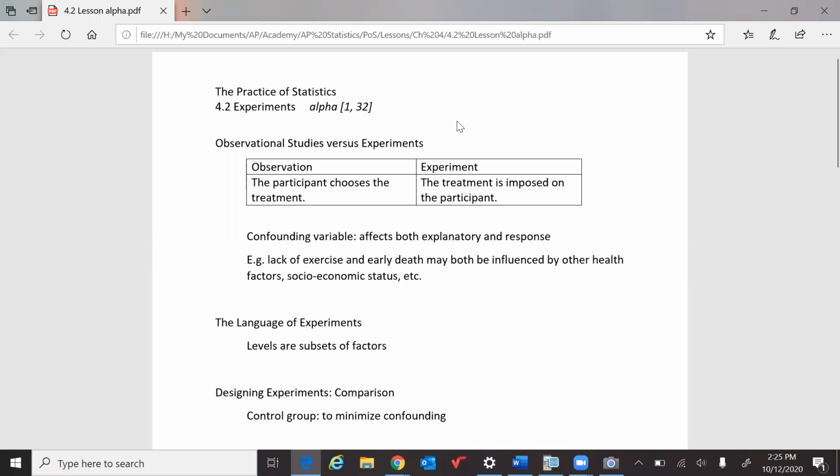In the language of experiments, levels are subsets of factors. And again, we'll try and clear that up when we go over a couple of the questions. When you design an experiment, a well-designed experiment would have a treatment group and a control group. And you have a control group to minimize the confounding. Okay, so the control group would get a placebo.